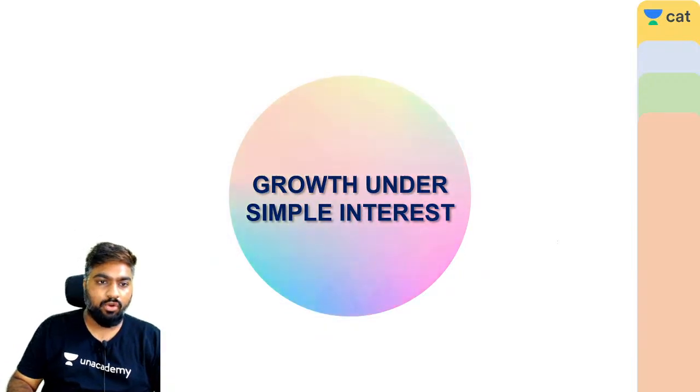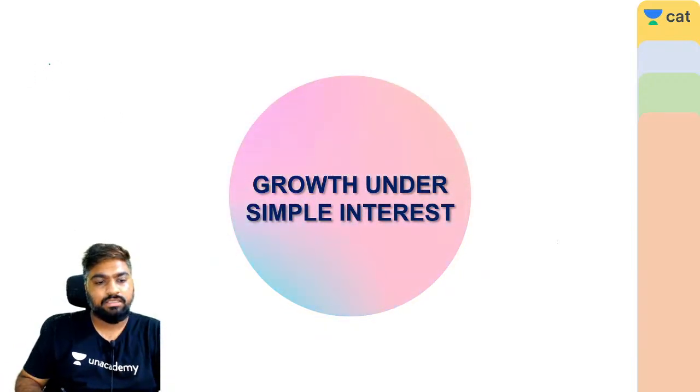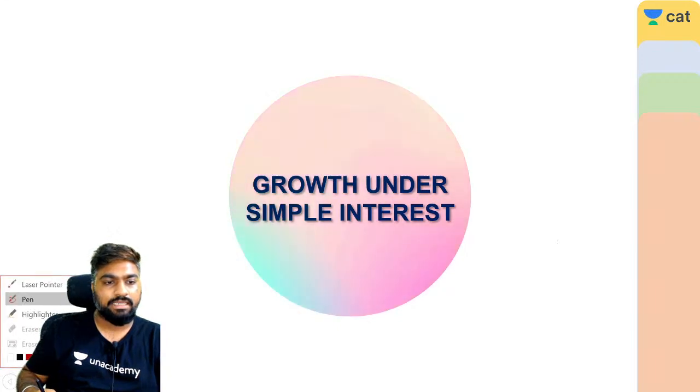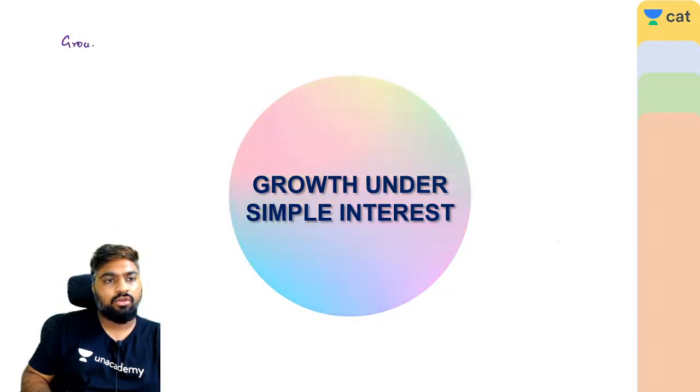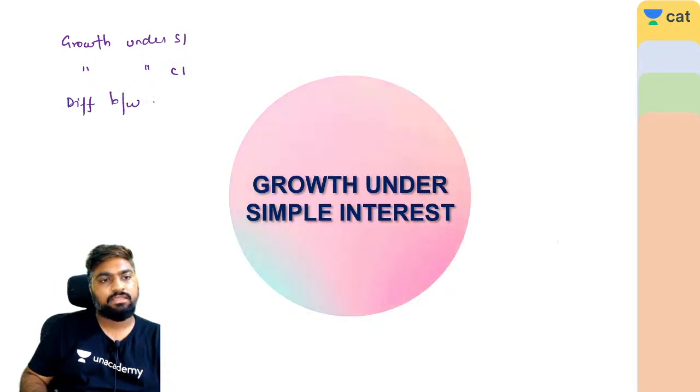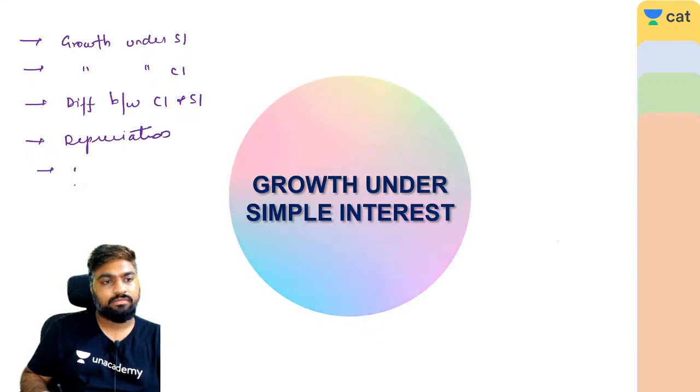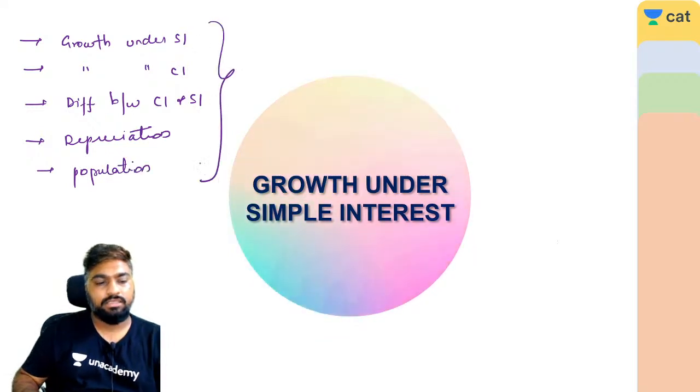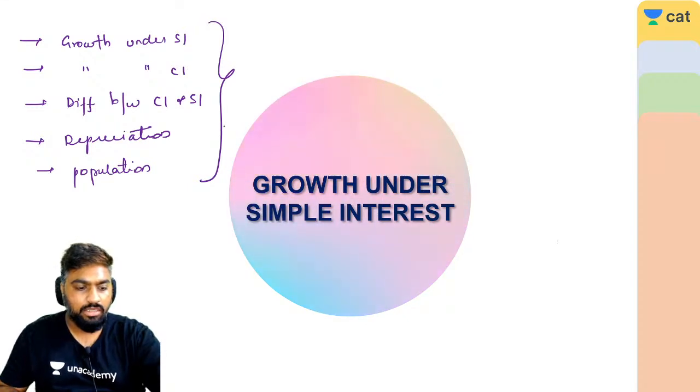Okay, now we have growth. So this is for us to do in the next session. We'll be looking at growth under SI. We'll be looking at growth under CI. We'll be looking at the difference between CI and SI. Yes, we will be doing questions with respect to depreciation, population. Yes, so all this is for us to do on Monday.